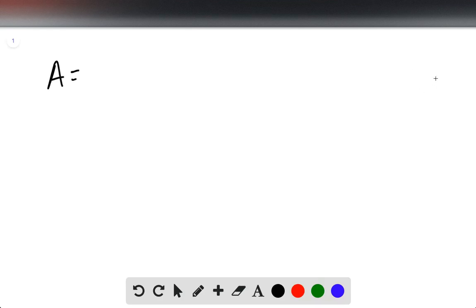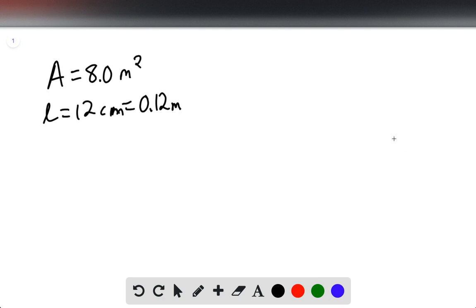So here we have an area of 8 meters squared. We have a length of 12 centimeters. We can convert immediately and say 0.12 meters. We have a thermal conductivity of 0.050 watts per meter Kelvin.